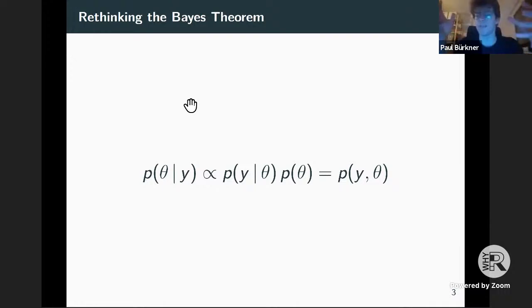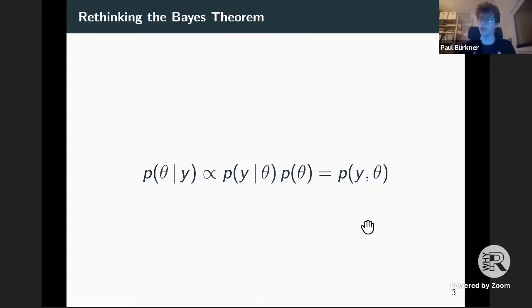Or we can also think about the right-hand side, this probability distribution of y and theta, as being the joint distribution of all variables we have in our model, some of which are known or observed, we call that data, some of which are unknown, we call that parameters, but ultimately it's just all of our variables that are jointly in one distribution.